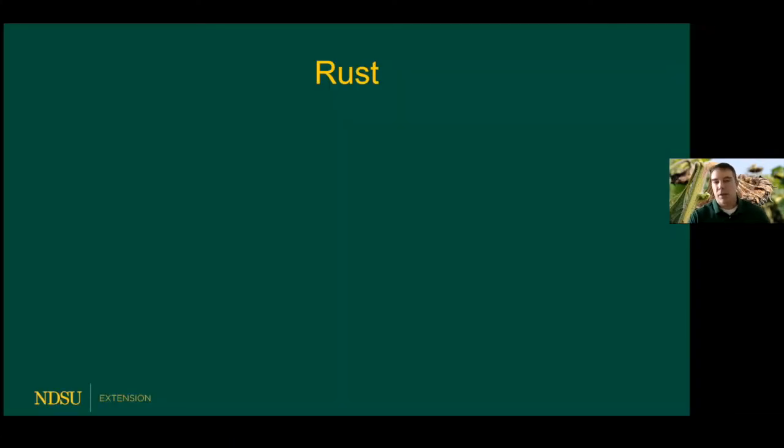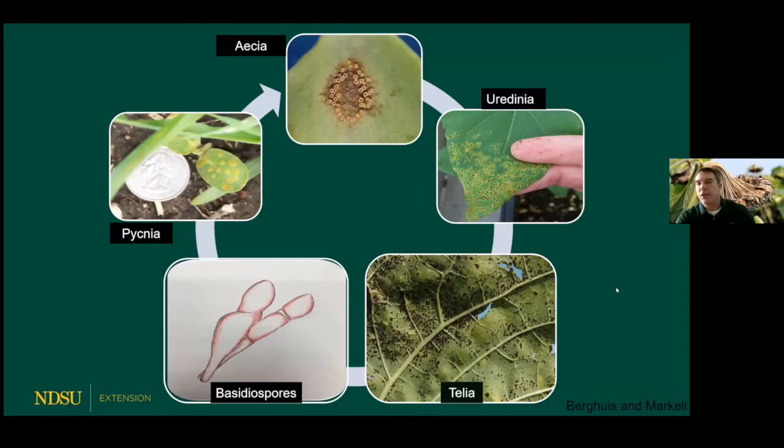Okay, switching over to rust. We'll remind you how rust works, and I'm concerned about rust, particularly in dry years. And we saw quite a few fields with some rust at the end of the season. And that's important because this pathogen will overwinter. Unlike the wheat rusts, which blow up from the south, sunflower rust will survive winter.